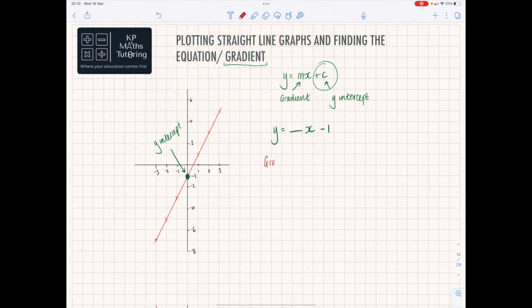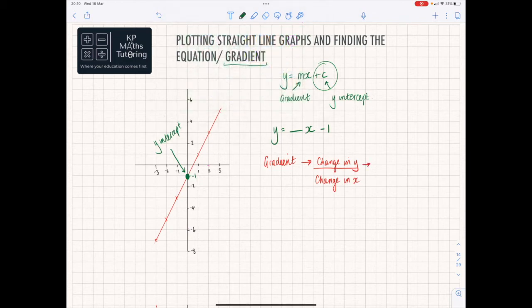I now just need to find the gradient. So to find the gradient of any line, we use this formula. It's change in y divided by change in x. Okay, let's see what I mean by that.